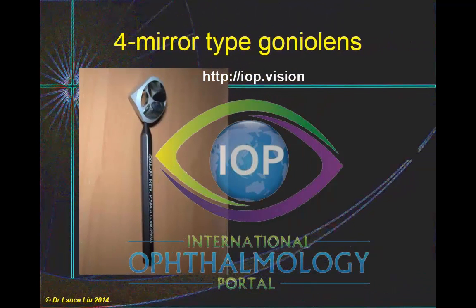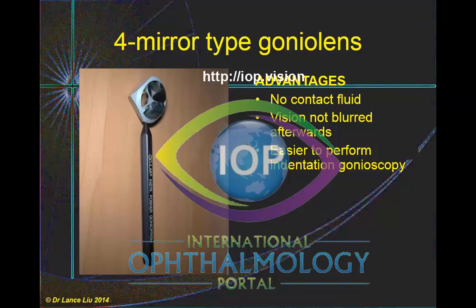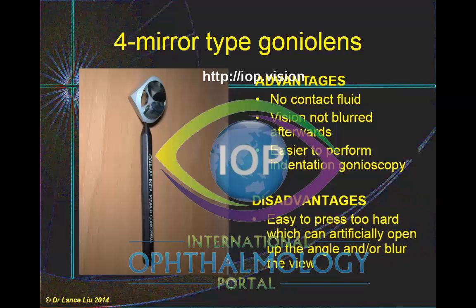With a full mirror type of goniolens, it requires no contact fluid, the patient's vision is not blurred afterwards, and it is easy to perform indentation gonioscopy. However, it is easy to press too hard on the cornea, which can artificially open up the angle and or blur the view.